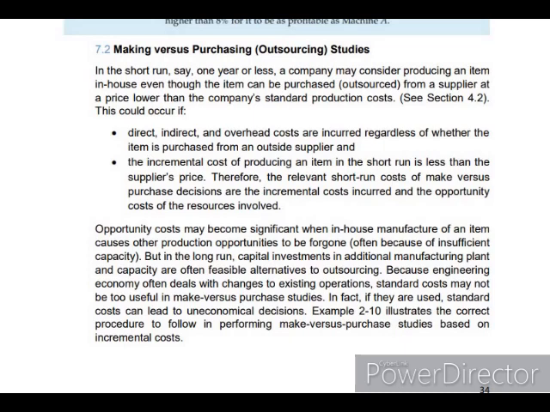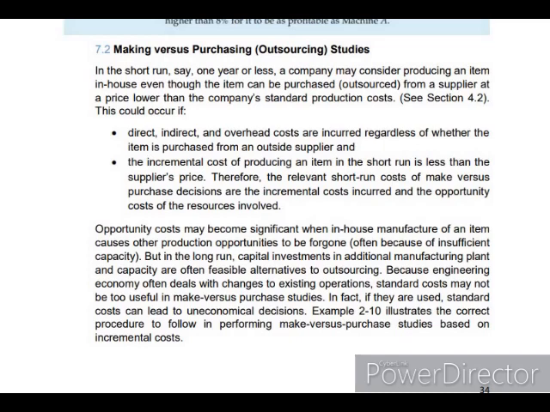Next, the incremental cost of producing an item in the short run is less than the supplier's price. Therefore, the relevant short run costs of a make versus purchase decision are the incremental cost incurred and the opportunity cost of the resources involved. Because if a company purchases an item from another company or supplier, it might cost much more than producing it on their own. So that's the incremental cost. If the incremental cost is higher when purchasing from another company, then it is better to make the item in the company itself.